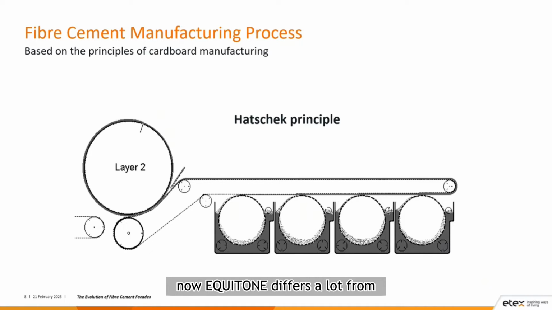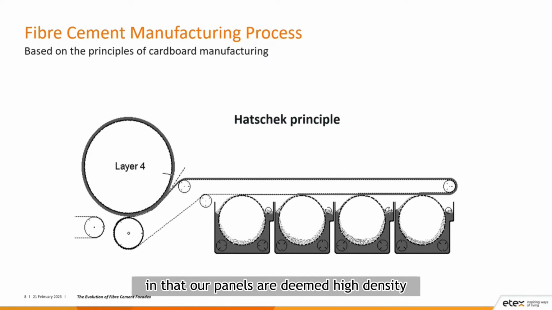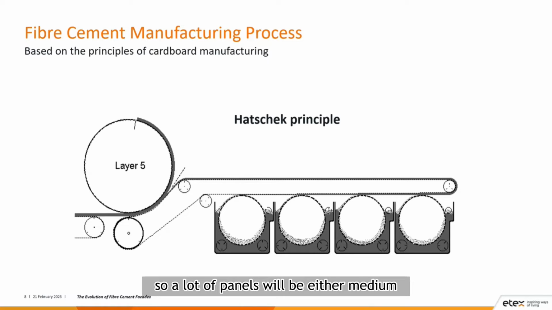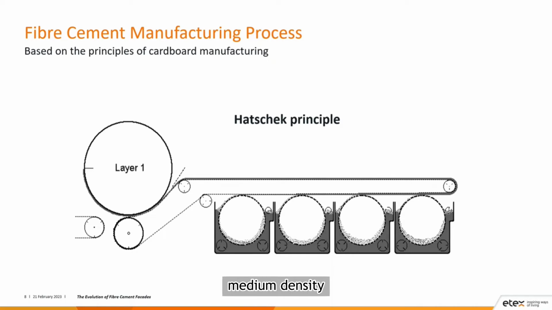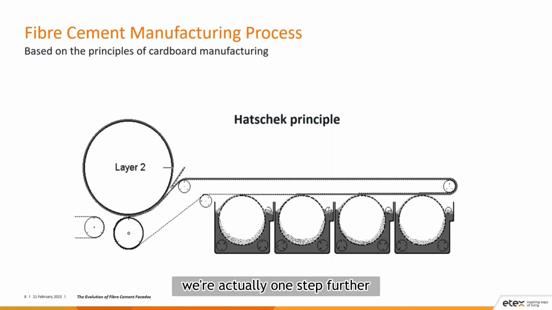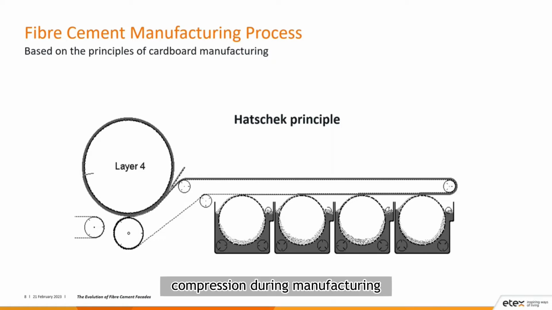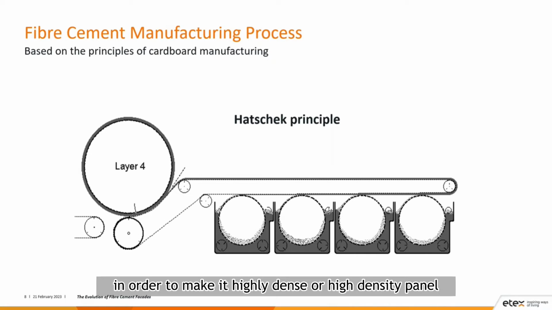compressed. Now, EQUITONE differs a lot from a lot of other fibre cement throughout the world in that our panels are deemed high density. A lot of panels will be either medium density or would be classified as compressed. We're actually one step further. So we place greater compression during manufacturing in order to make it a highly dense, or high density panel.